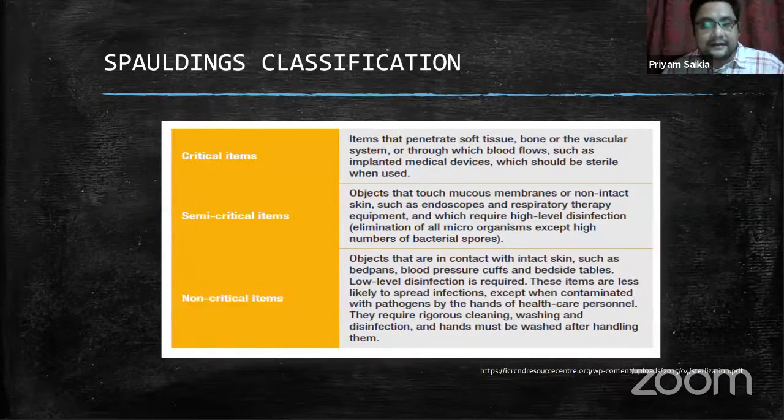Then we have got some semi-critical items. These semi-critical items touch either the mucous membrane or the non-intact skin. And most of the equipment that we use in our anesthesia practice, apart from the vascular access devices, most of them are semi-critical items. The endoscope that the surgeon uses is a semi-critical item. And all semi-critical items should undergo at least high level disinfection. Then we have got non-critical items. Non-critical items are those that come in contact with intact skin, such as the bedpan, the blood pressure cuff, and the bedside tables. These should undergo at least low level disinfection.